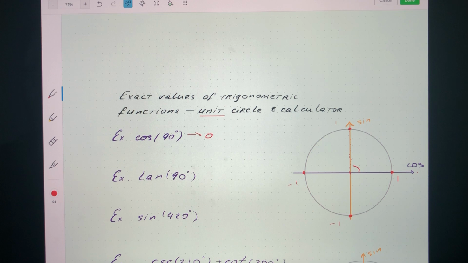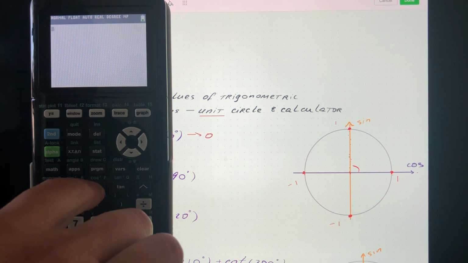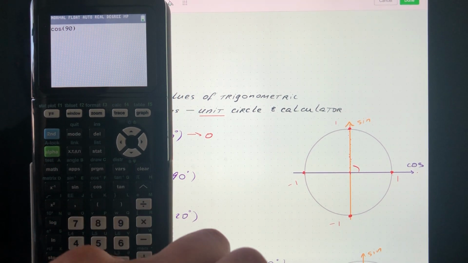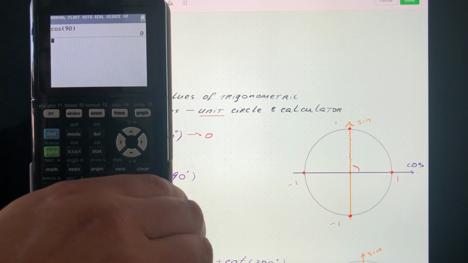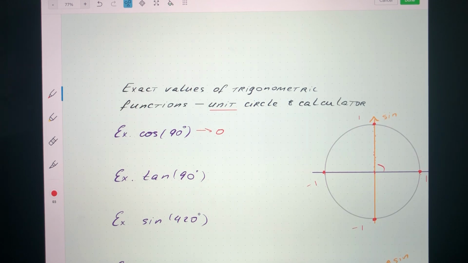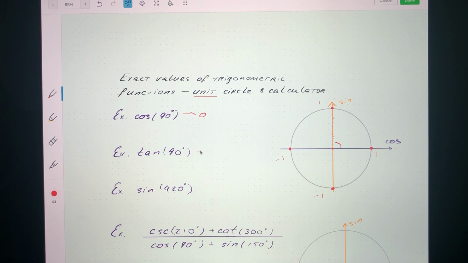Now let's see if the calculator says the same thing. So here's the calculator, and we type in cosine of 90 degrees, and we get 0. Good, that worked. Next, let's look at the tangent of 90 degrees. For this, we need to remember what tangent is. The tangent is the sine over cosine. So we're looking at sine of 90 degrees divided by cosine of 90 degrees.